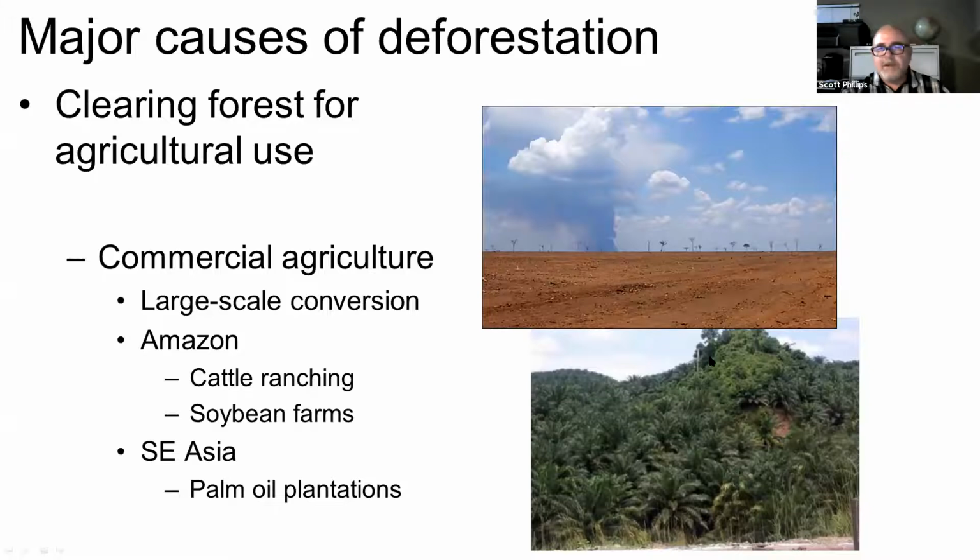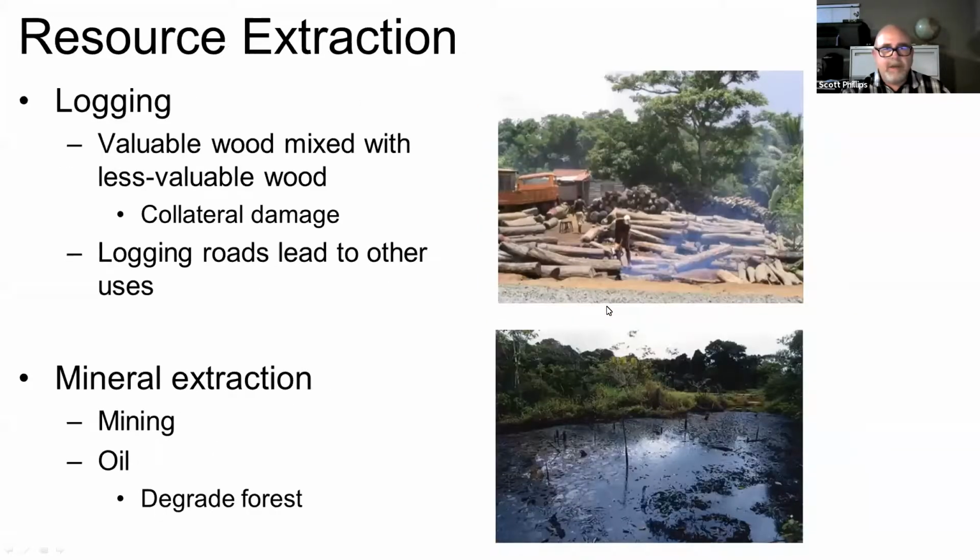We also talked about how commercial agriculture can be highly impactful as well. That's also true in parts of Africa. And other things like logging and mineral extraction, the problems that we talked about in the Amazon, are also problems that occur in some cases more so, especially with oil development in places like Nigeria.